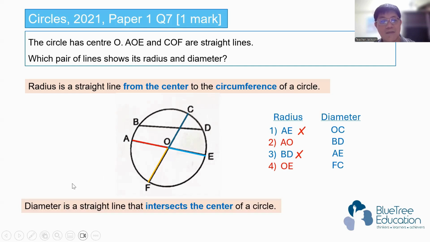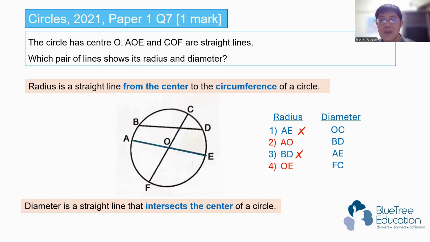Okay, so for diameter, what's diameter? Diameter is a straight line that intersects the center of a circle. So it must be a straight line that intersects the center of a circle. That means it must go through the center. This is what it means. Must go through the center. Based on this, let's check what we have for diameter.